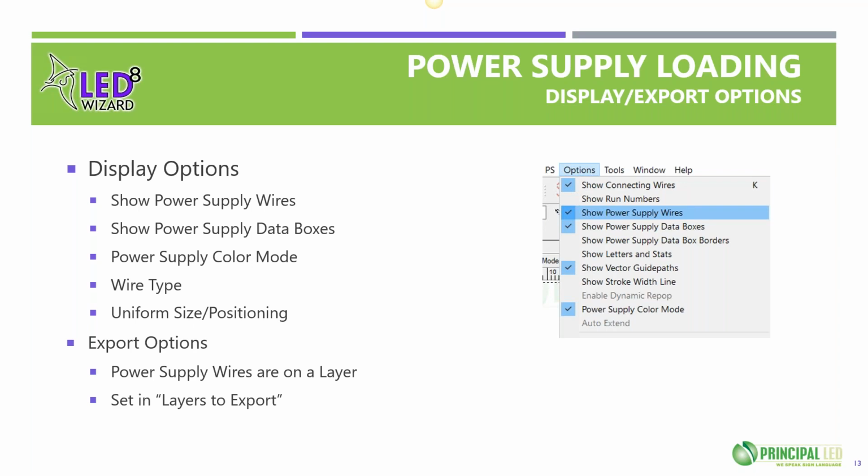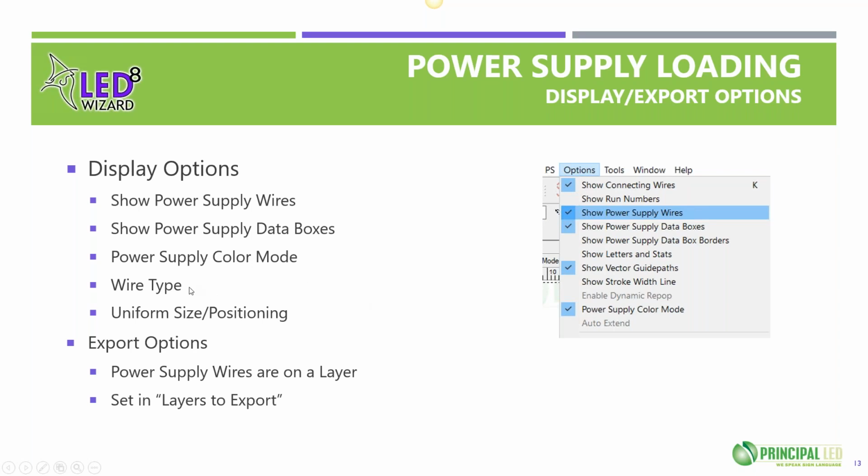Sometimes within Principal, we might show what drivers are on what modules by drawing a box. If that's appropriate for the layout, if that's cleaner, that's an option. Most of the time we have power supply wires on, but there are other ways to do it. There's the power supply data box, the little label that shows the load and the name and all that, and you can turn that on or off as well as the box around it. And then there's power supply color mode. Again, you can toggle that on and off to see what that looks like.